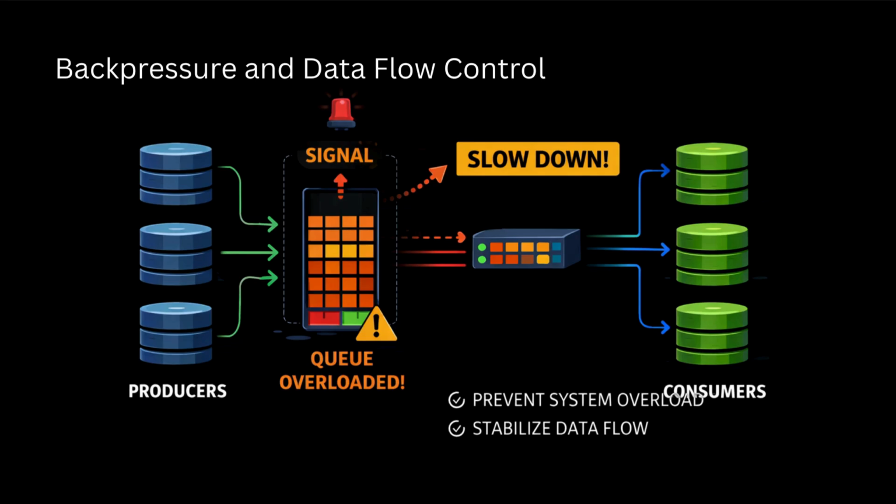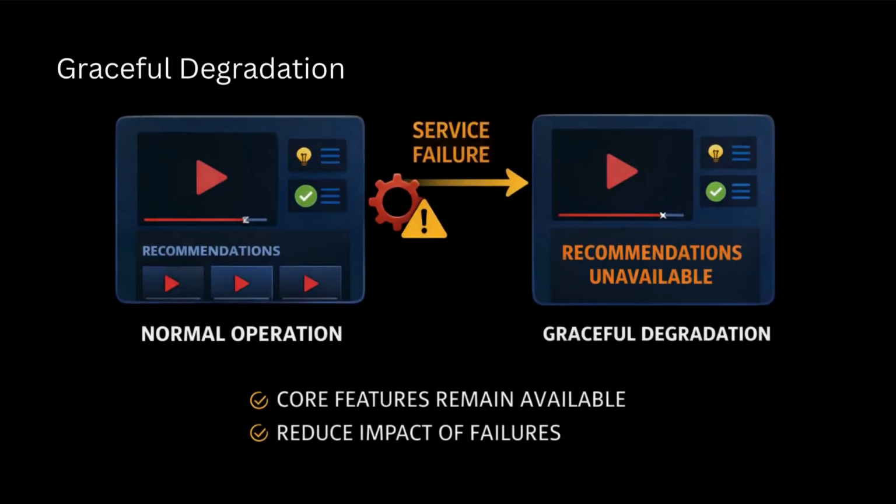Backpressure keeps our internal pipes from bursting, but sometimes we have to accept that we can't provide the full experience to everyone during a peak. In those cases, we turn to graceful degradation. When parts of a system fail, the goal isn't always to maintain 100% functionality. Instead, we aim for graceful degradation, where the system continues to operate with reduced features rather than shutting down entirely. Take a video platform for example.